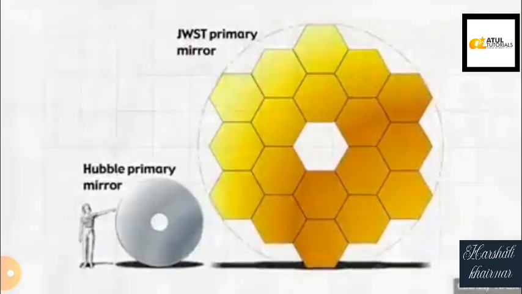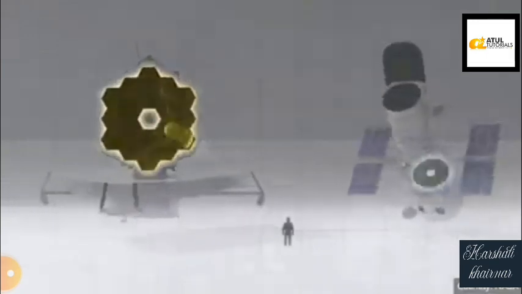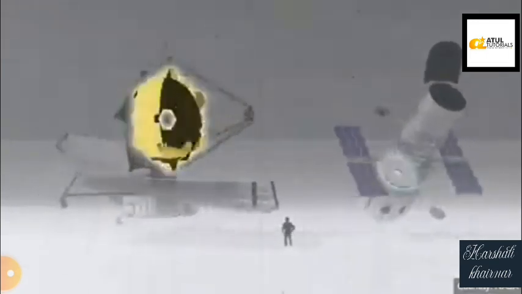The main thing in telescopes is the mirror. The larger the mirror, the more light it is able to capture. The surface of the James Webb Space Telescope is very big and it is plated with 24 karat gold, as gold reflects a good amount of red light.